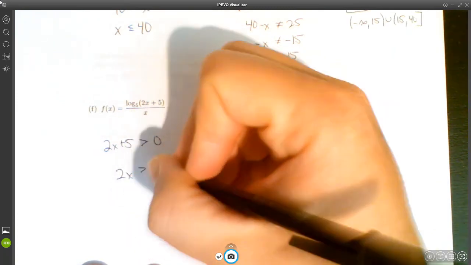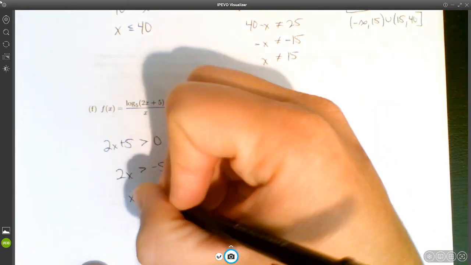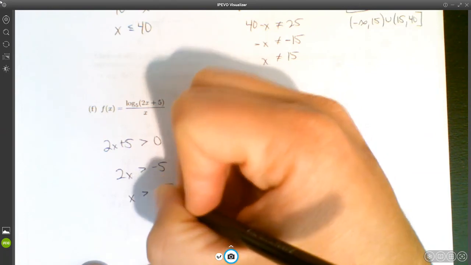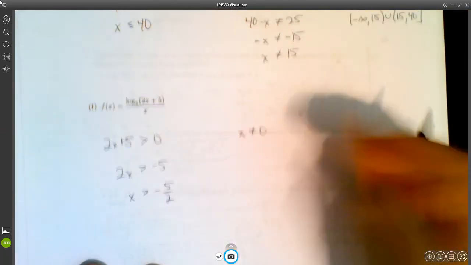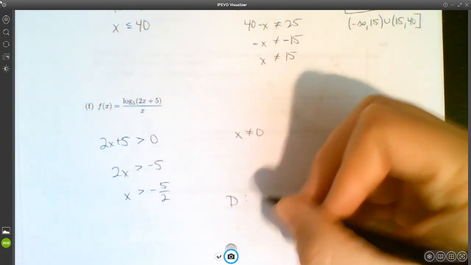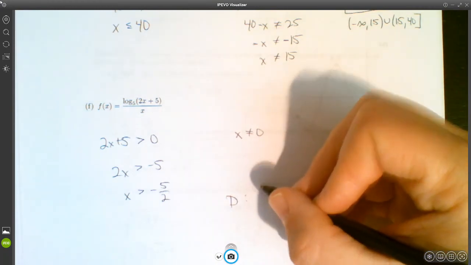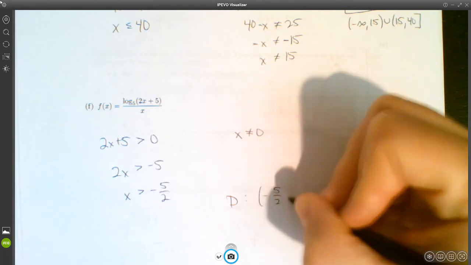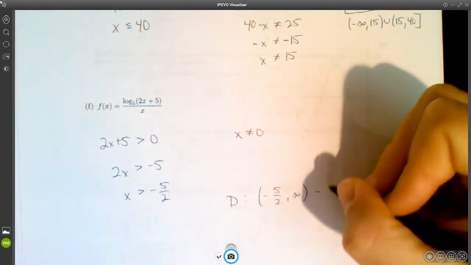So solving this one, 2x has to be greater than negative 5, so x has to be greater than negative 5 halves. But just not 0. Okay? So the domain would be negative 5 halves to infinity, except for 0.